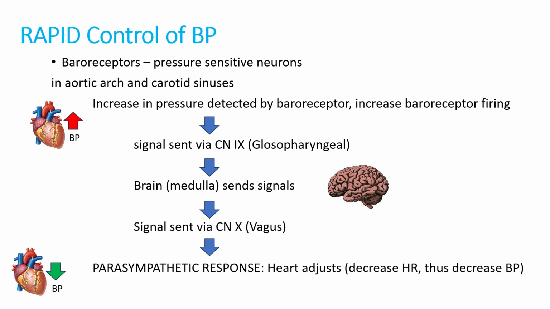An increase in pressure detected by these baroreceptors increases baroreceptor firing. A signal is sent via cranial nerve number 9, or glossopharyngeal nerve, to the brain, where it sends a signal. Then, a signal is sent via cranial nerve number 10, or the vagus nerve, to initiate the parasympathetic response, where the heart will adjust in decreasing the heart rate and thus the cardiac output, leading to a decrease in the blood pressure.